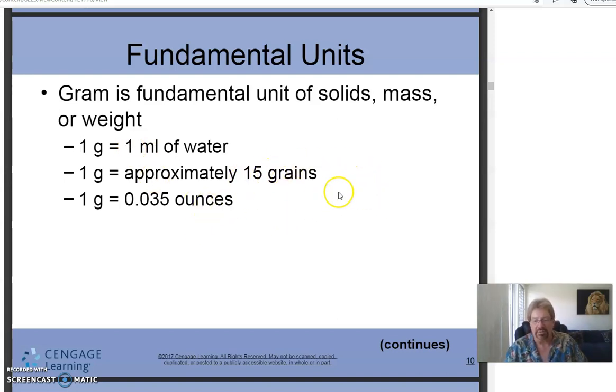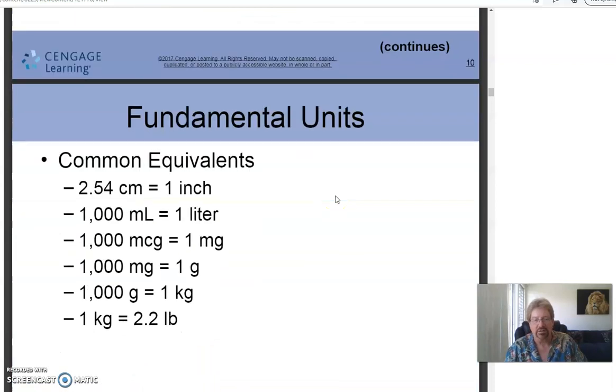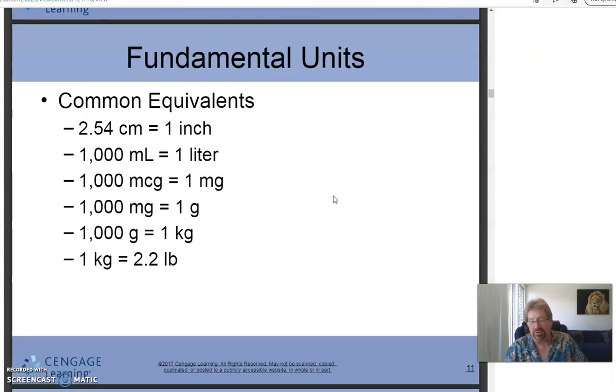Grains, don't worry about that. I wish they wouldn't put that in here yet. That's not often used. It is some.